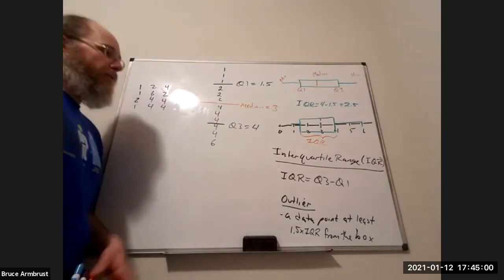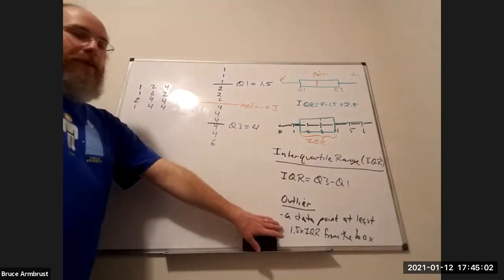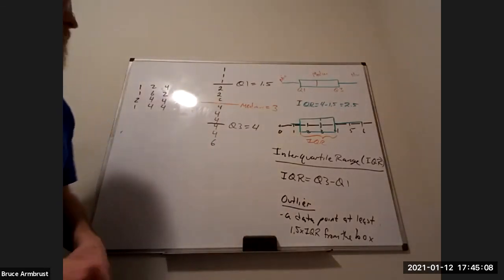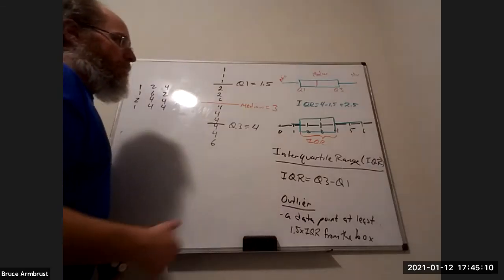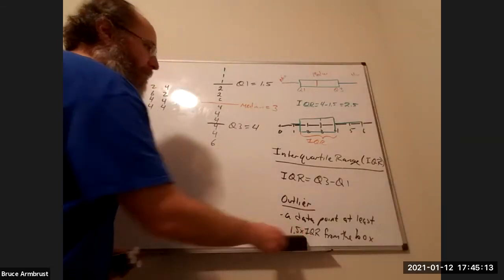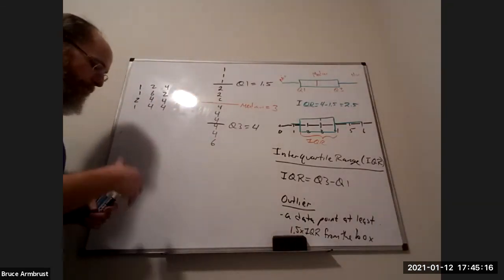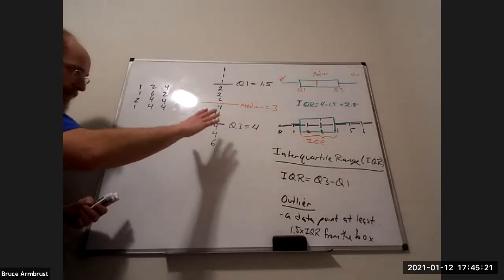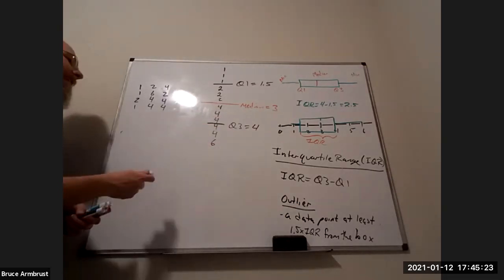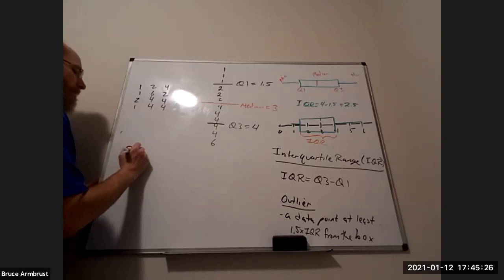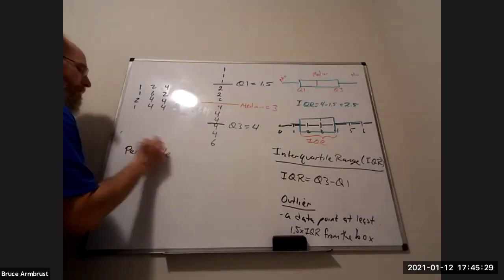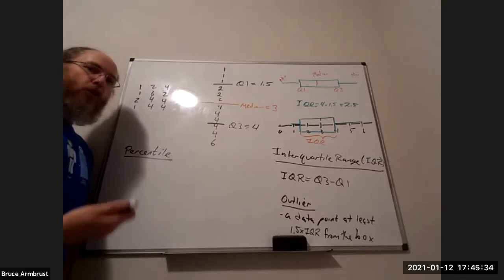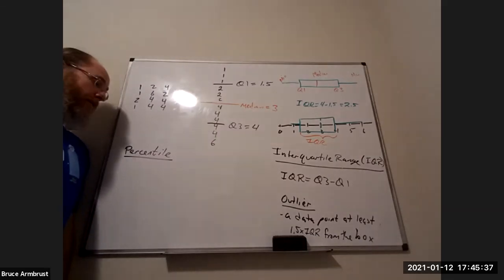So we use that interquartile range to actually determine outliers. It gives us a measure for how far is too far. All right, so there's your interquartile range. The last thing I want to mention that's related to this are what we call percentiles. And a percentile is very much like a quartile. In fact, a quartile is a specific one.